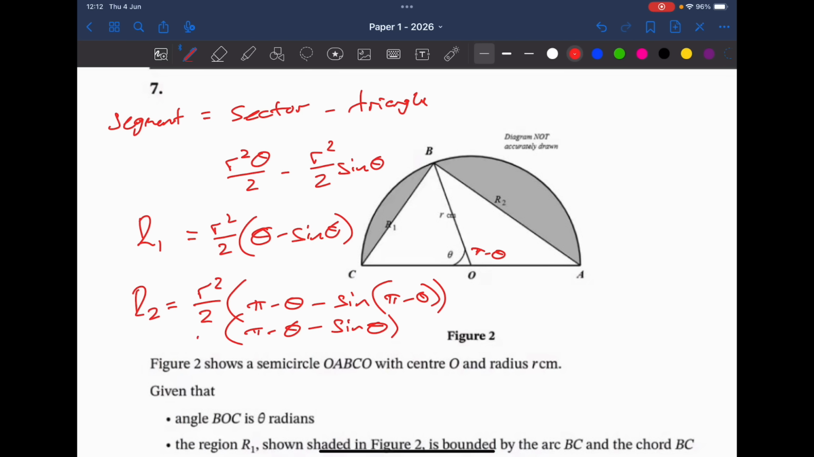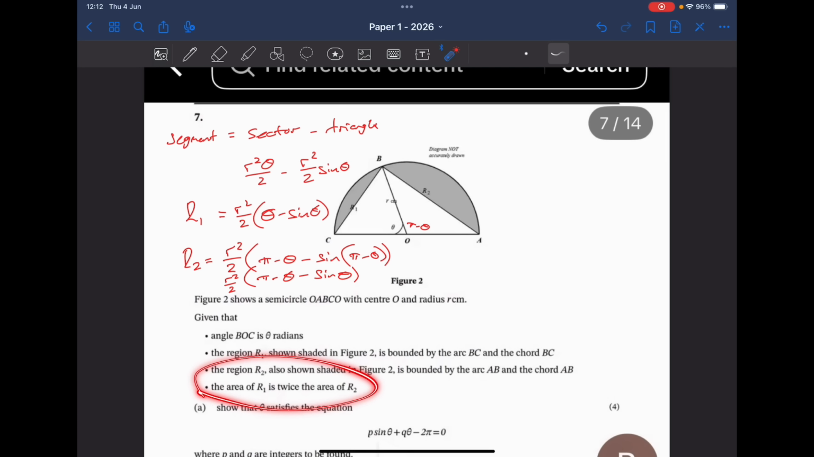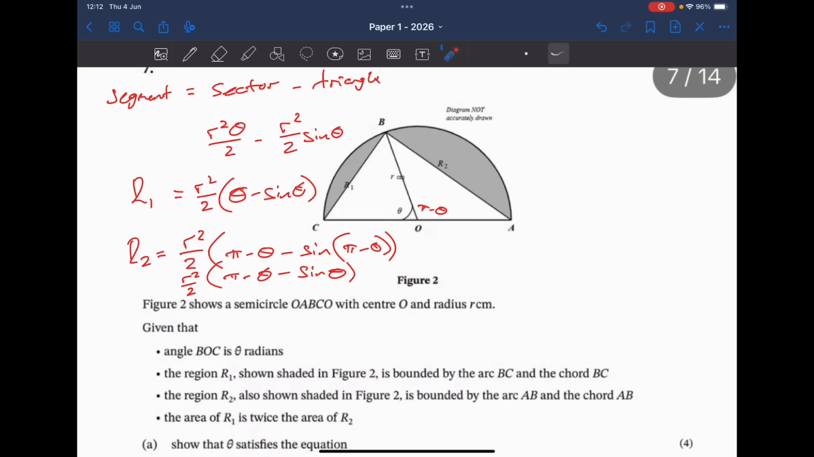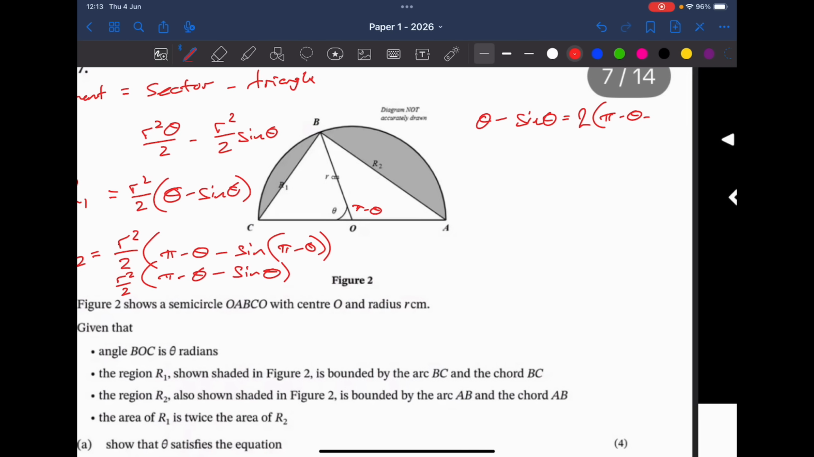So this is good. We still have that r squared on 2 at the front. And now, using what they've told us, R1 is twice R2. So this thing is twice as big as that one. The r squared over 2 is on both sides, so we don't need that here. That's just basically saying that we can scale this up to any size and it still works. So it's scale invariant. So let's set this then. We need R1 to be twice R2. The R1 bits are theta minus sine theta. The R2 bits are going to be pi minus theta minus sine theta. But we need to double all of those. Pi minus theta minus sine theta.